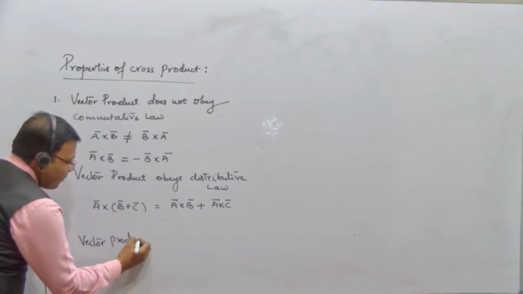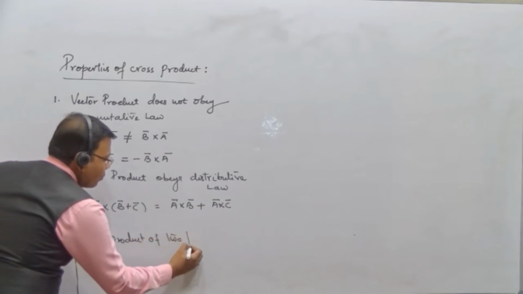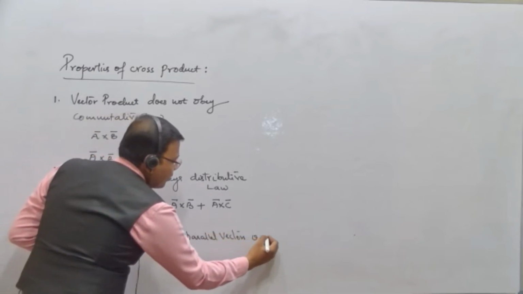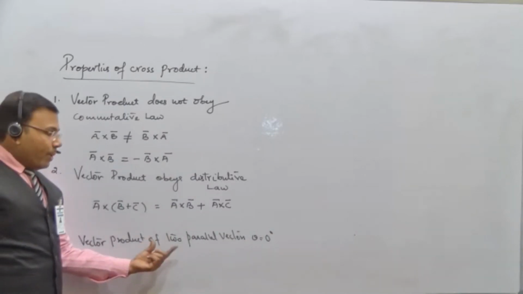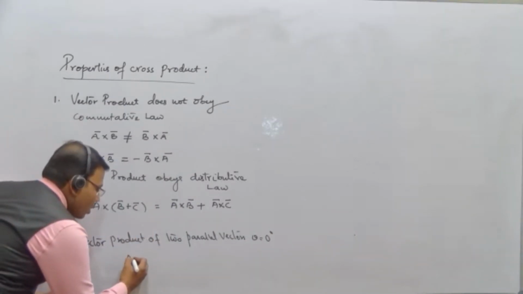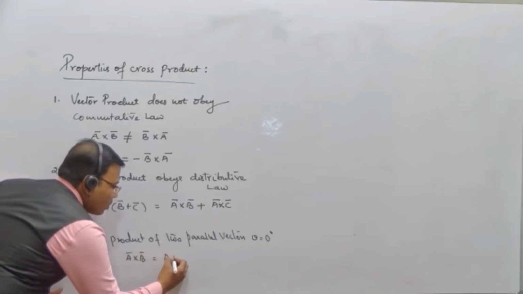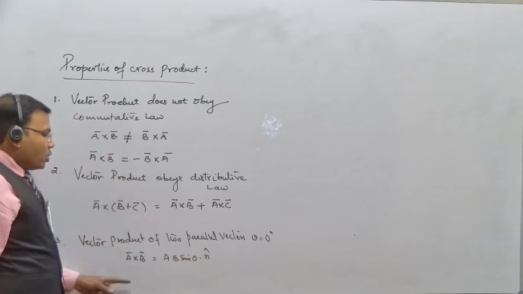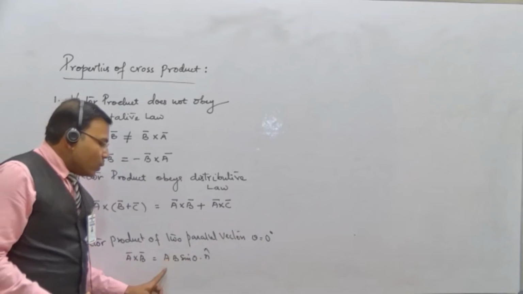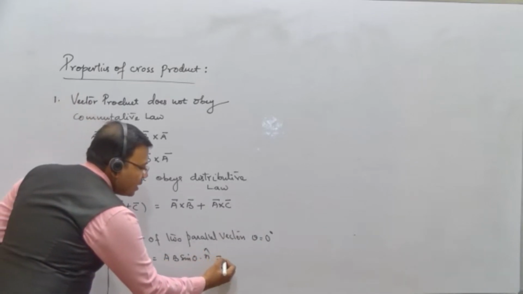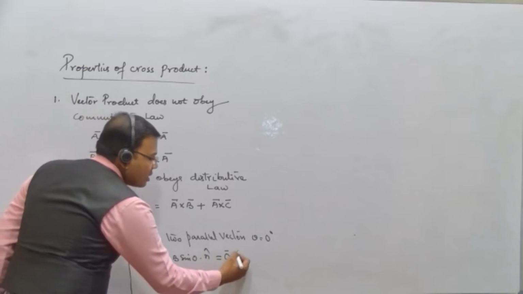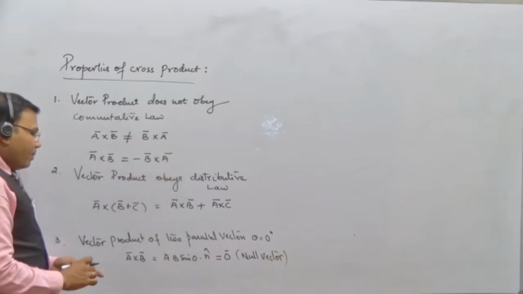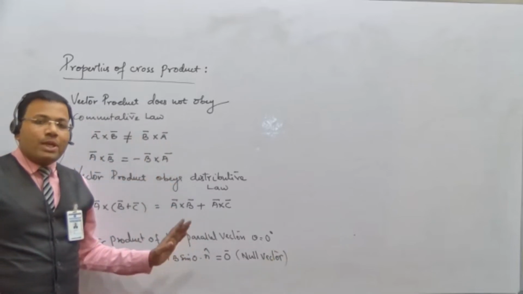The vector product of two parallel vectors. Parallel vectors means theta will be 0. What do we get for the vector product of two parallel vectors? A cross B is equal to AB sine theta n cap, where theta is 0. So sine 0 is 0, and 0 into something is 0. So overall we get 0, which means it is a null vector. That means if you multiply two parallel vectors, the resultant vector will be a null vector.